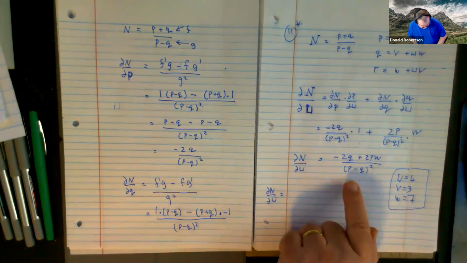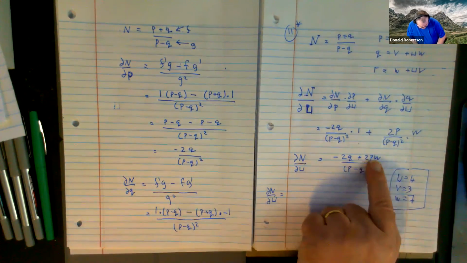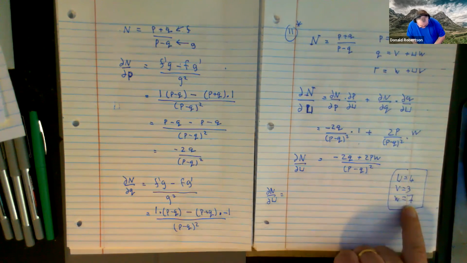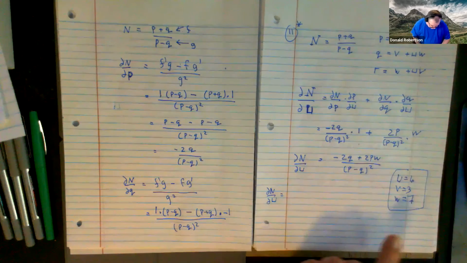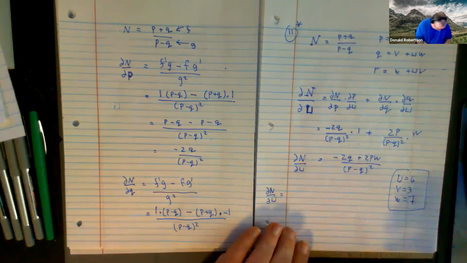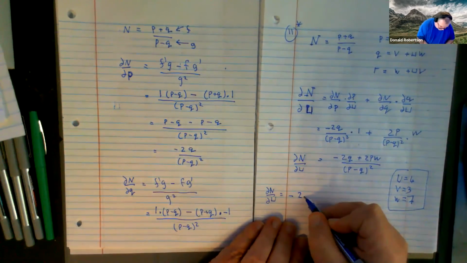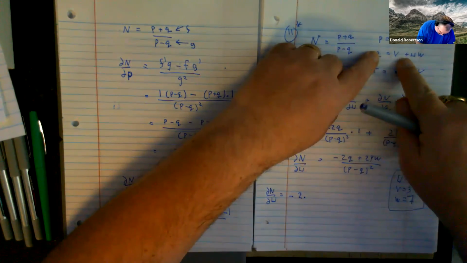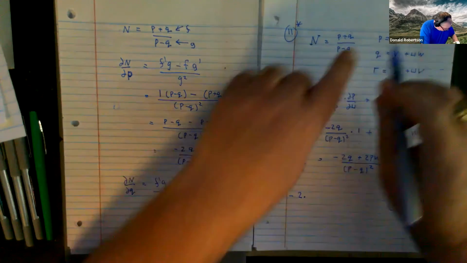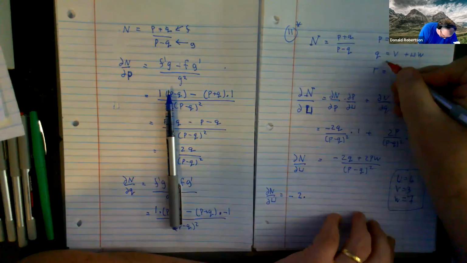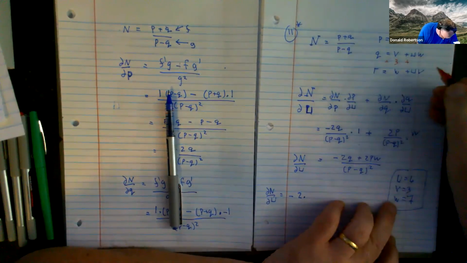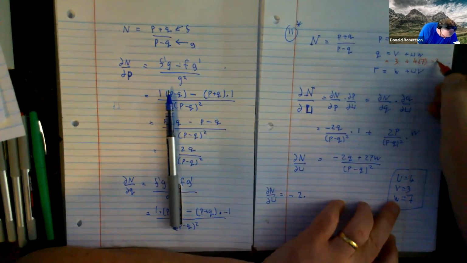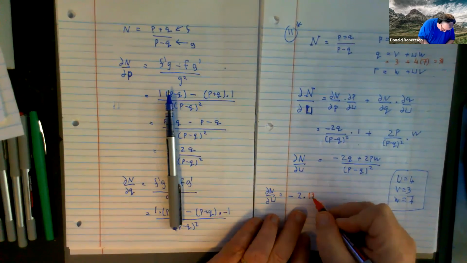Because don't I need to know what P and Q are in terms of these variables? I already know what these are. So what do I get for Q? So let's see, it's negative 2 times Q. Q is V plus UW. So that would be 3 plus 4 times 7. So it's 31. So 31 goes there.